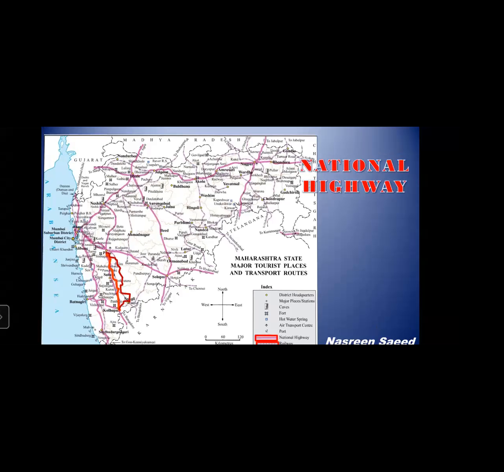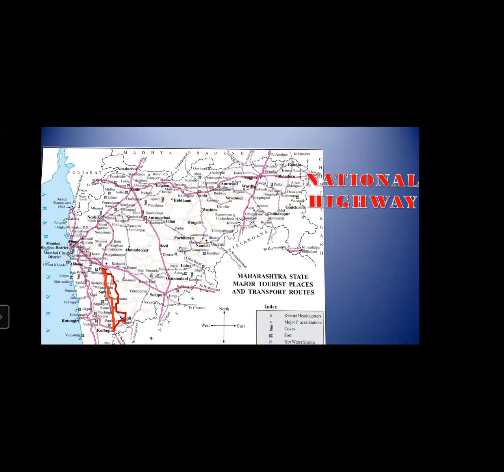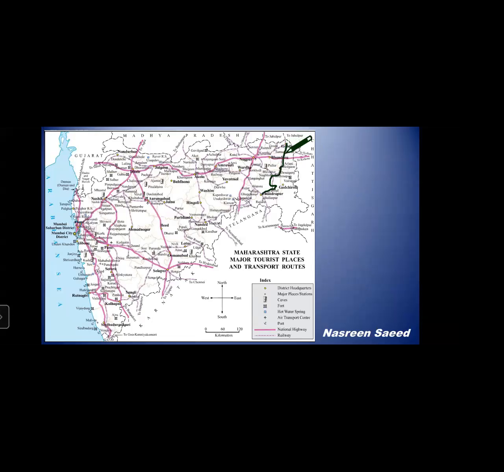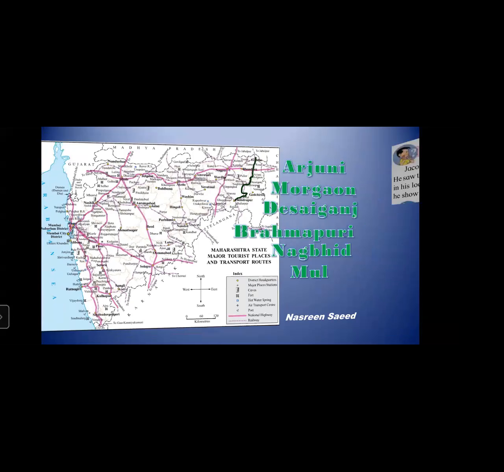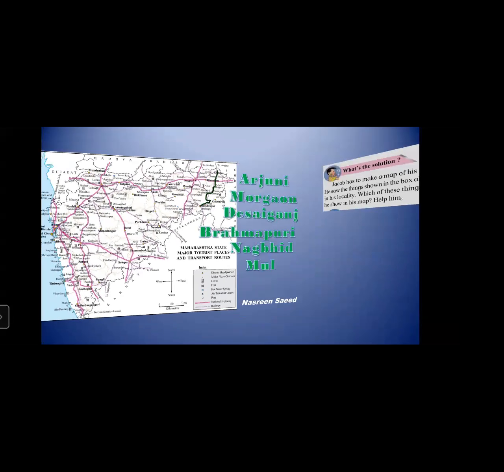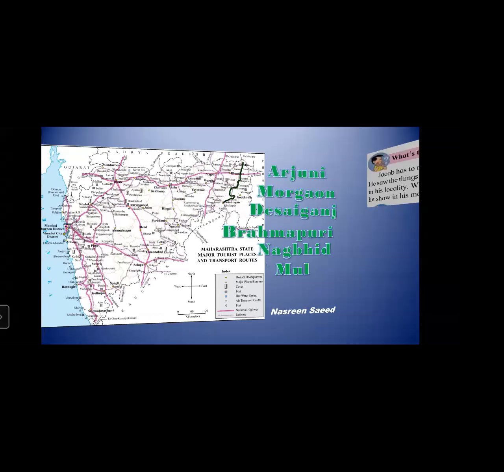The next question is, trace the Gondia Chandrapur railway line and write the names of the places on the line. So this is Gondia till Chandrapur. We have to trace the line and we have to write the names of the places on the line. The names of the places are Arjuni Morgaon, Desai Ganj, Brahmapuri, Nagbir, Mul. These places lie between Gondia and Chandrapur on the railway line. Okay, Arjuni Morgaon, Desai Ganj, Brahmapuri, Nagbir, Mul.